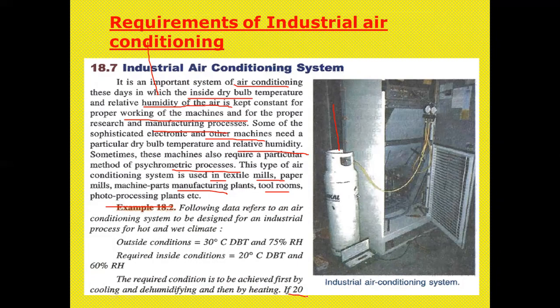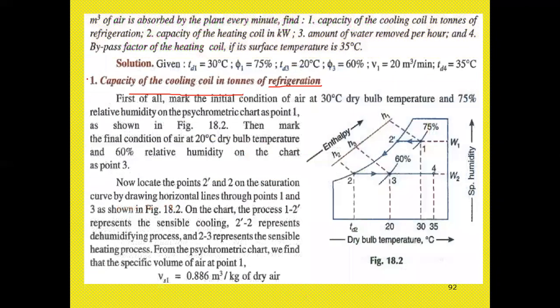If 20 meter cube of air is absorbed by the plant every minute, find: 1. the capacity of cooling coil in terms of refrigeration; 2. the capacity of heating coil in terms of kilowatts; 3. the amount of water removed per hour; 4. the bypass factor of the heating coil, if the surface temperature is 35 degrees centigrade.